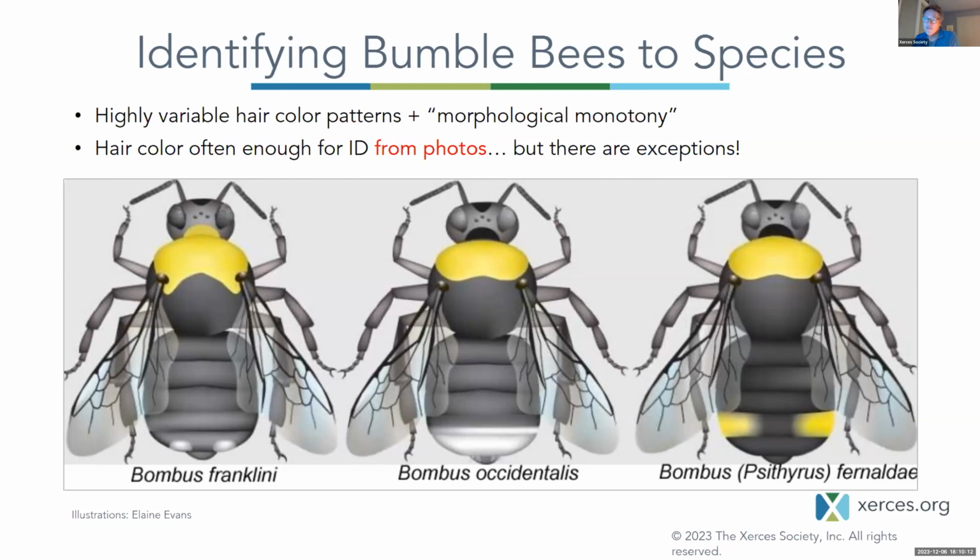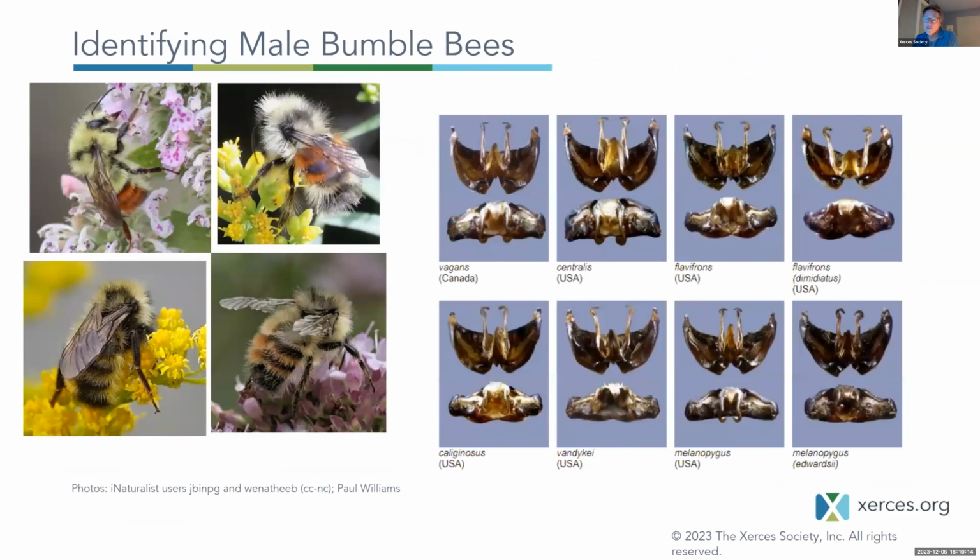But we're going to remind you frequently that there are some character states that we just cannot see in photos and that we need in some cases with male bumblebees. And here they are. These are the main ones. These are the genitalia of male bumblebees extracted from the bees, the photos on the right.